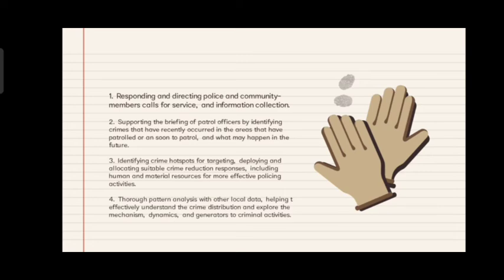4. Through pattern analysis with other local data, helping effectively understand the crime distribution and explore the mechanism, dynamics, and generators to criminal activities. So, yung mechanism and dynamics is yung mga gap or time span na kalimitang oras na nagaganap yung crime. So, malalaman sa pattern analysis or sa local data and crime mapping kung anong oras nila kailangang mag-take ng action or mag-observe dun sa specific place.